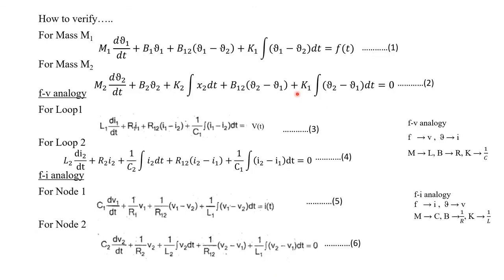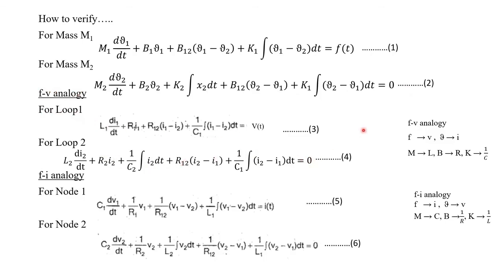Listen here, no need to write all this verification in your notebook. Just to know about this, I am going to explain it. For mass M1, we already derived equation number 1. For mass M2, by drawing the free body diagram, we have derived equation number 2. Then in force to voltage analogy, for loop 1 we have derived this, and for loop 2 we have derived this.